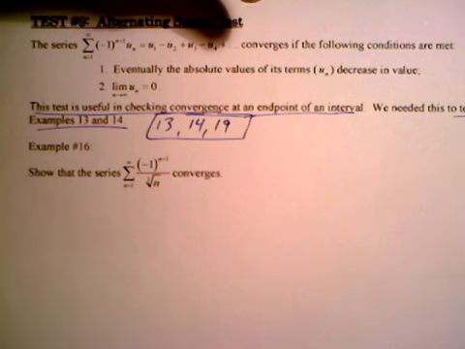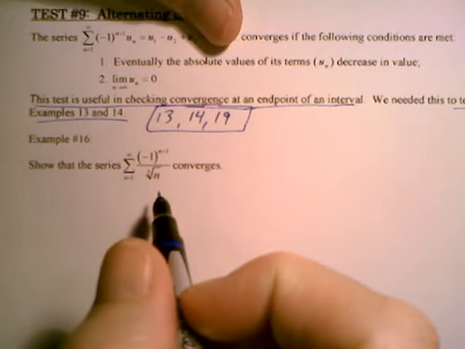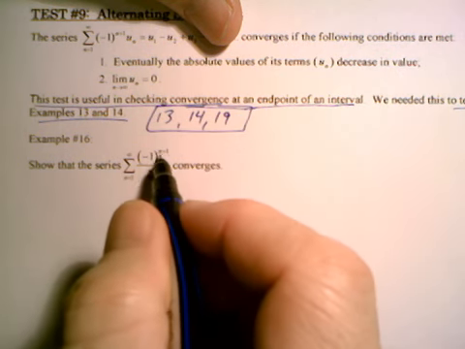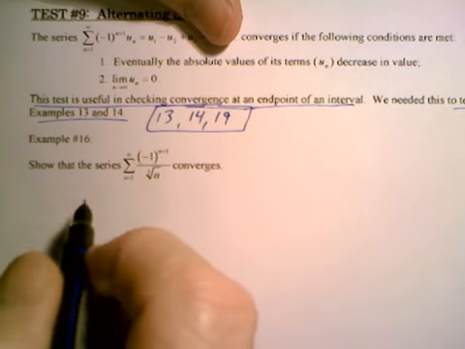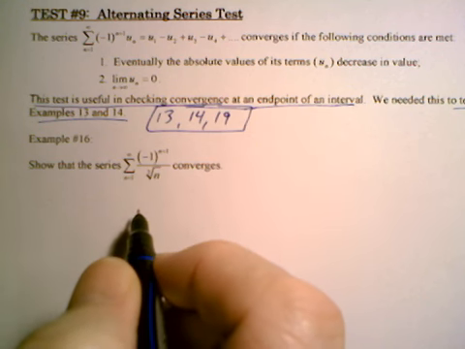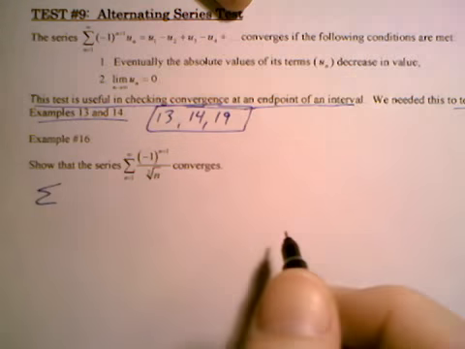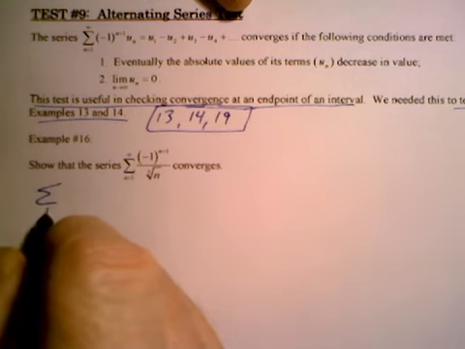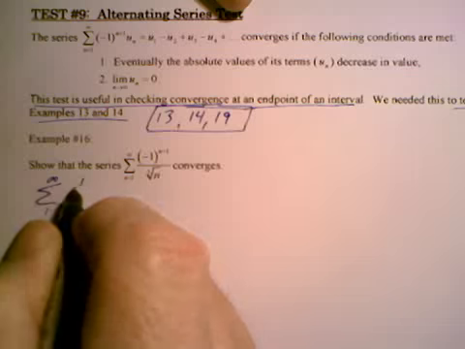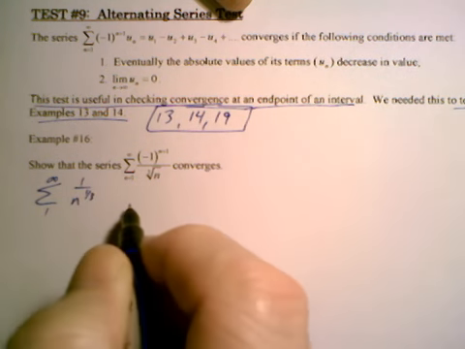Okay, so example number 16, we can see that it's an alternating series, but let's do this first. Let's just see if this series converges absolutely. We would test for absolute convergence by throwing out the minus signs and going from 1 to infinity, and we would say 1 over, and I don't like to write it as cube root of n, I'd rather write it as n to the 1/3.